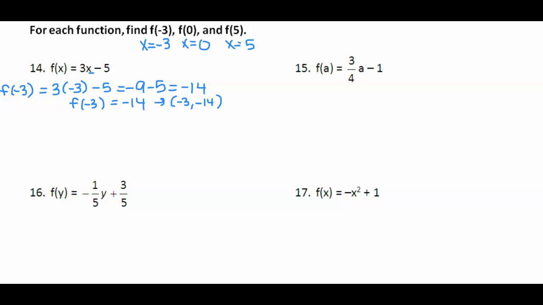Okay? F of 0 would be 3 times 0 minus 5. So -5. And f of 5 is 3 times 5 minus 5. So 15 minus 5, which is 10.